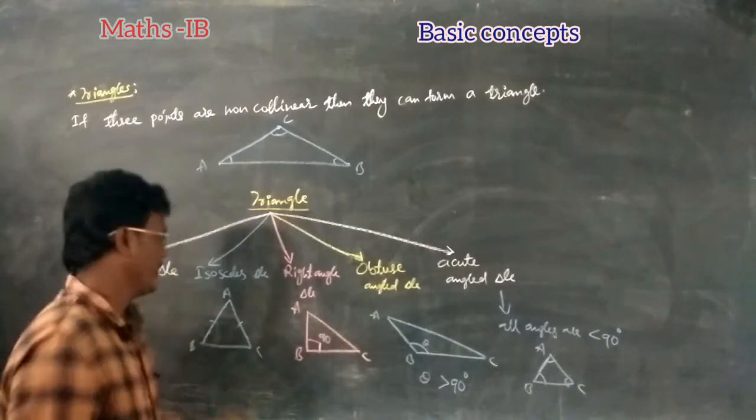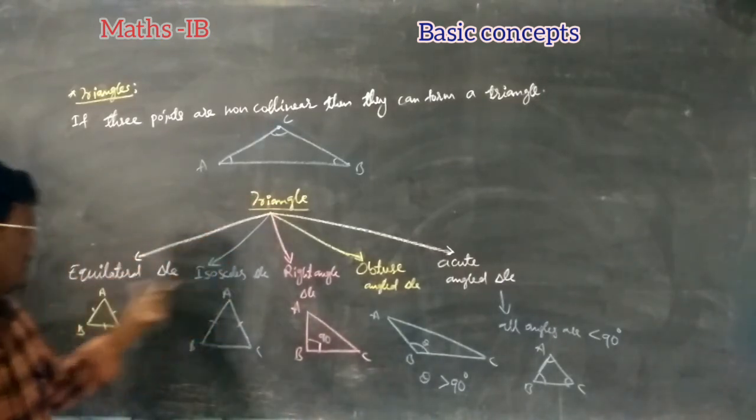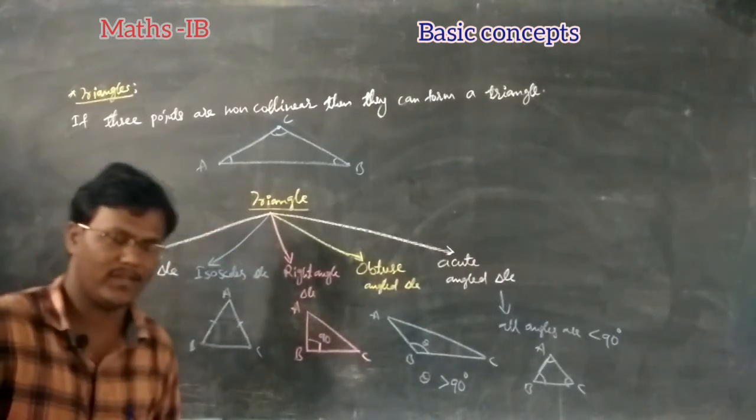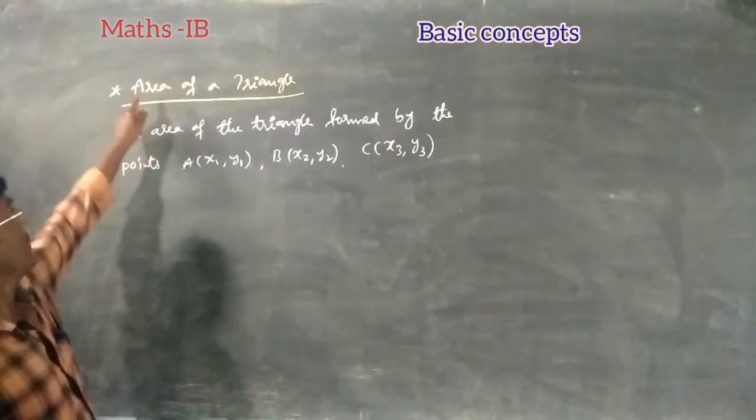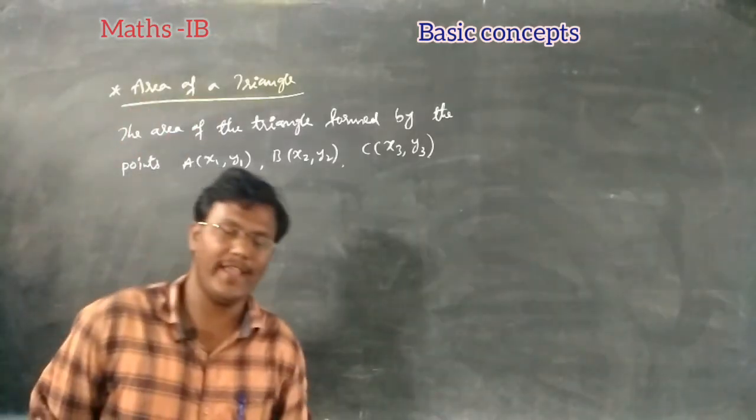Okay, are you clear? So I am dividing into the five parts. These are the concept of triangle. Next, the area of a triangle. How to find the area of a triangle?